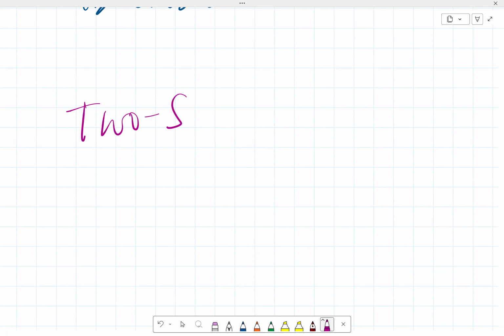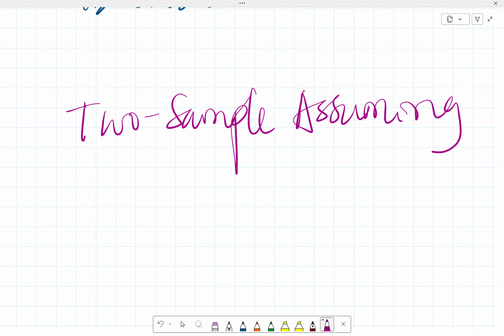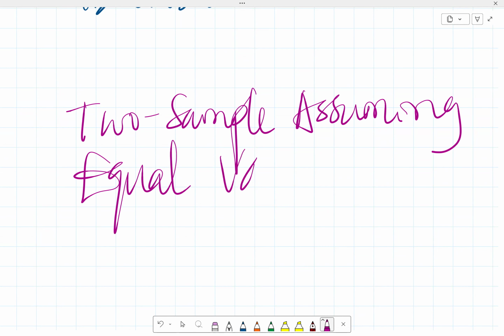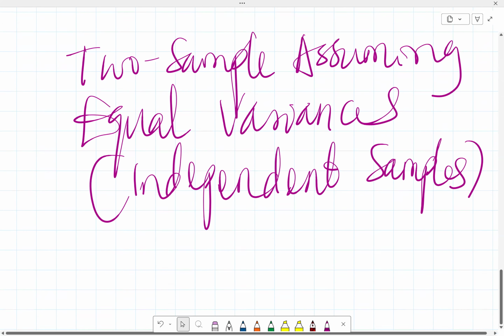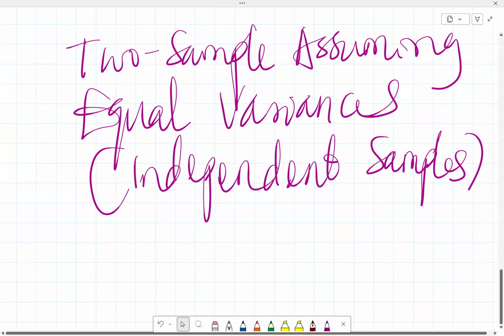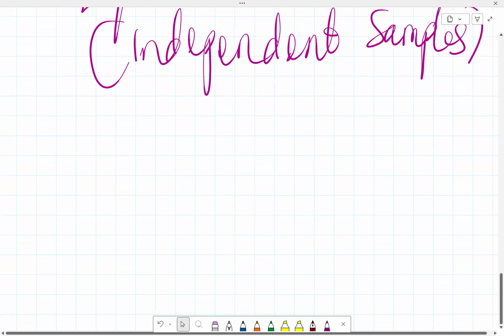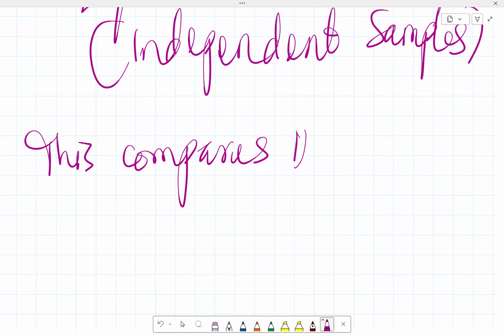Now let's go ahead and talk about two-sample assuming equal variances, and of course, that's for independent samples. The idea of independent is that you have two different sets of students taking the same test, and you're trying to see if the mean of their scores is the same or not. So this test compares the means of two independent groups when you assume the variances of the two populations are equal, and that is called homoskedasticity.